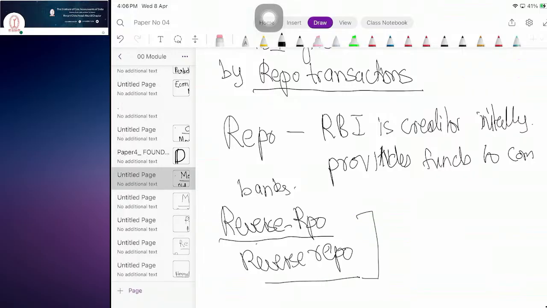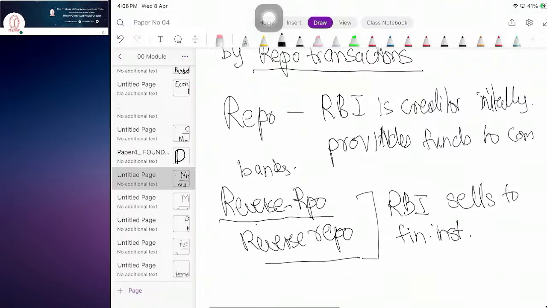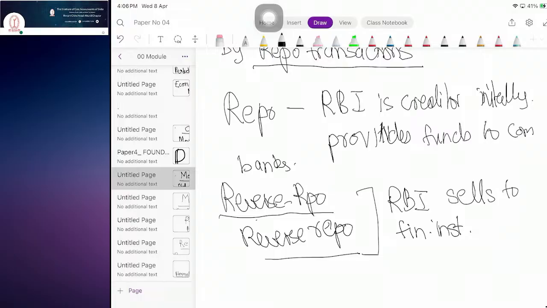So in a reverse repo transaction, RBI sells to financial institutions, and the financial institutions lend to RBI. So the bank lends to RBI. Always remember, reverse repo rates are always less than the repo rates, because the bank will not borrow at a higher rate than what it gets.